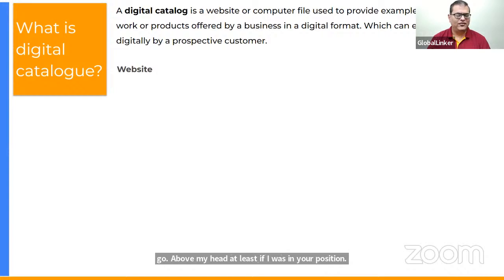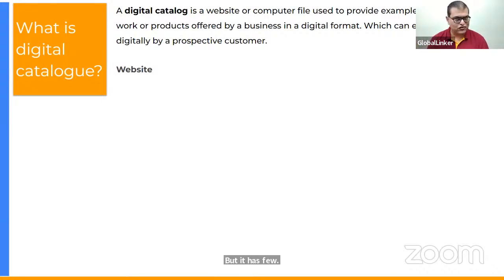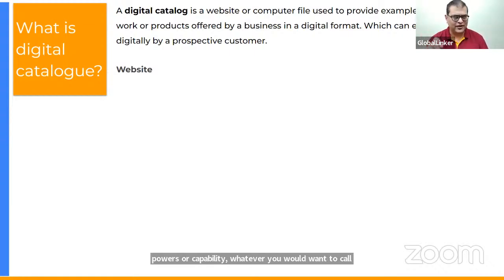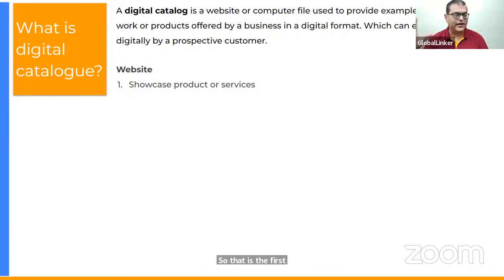In very simple terms, in a very non-technical manner, a digital catalog is a website, but it has a few special characteristics or features or powers or capabilities, whatever you would want to call it. It can do certain things. What are those certain things? The first one is it can showcase information about your product or service offering, in case you are a service provider. So that is the first capability or power that a website should have to be categorized as a digital catalog, right? So that's the first one.